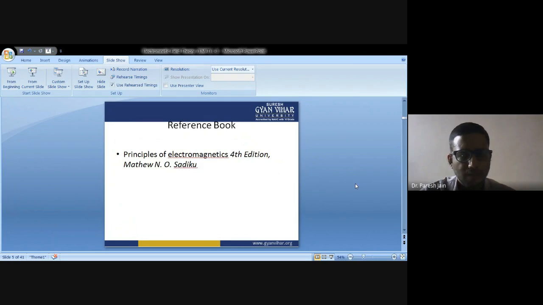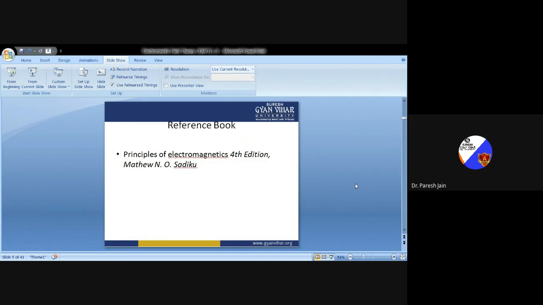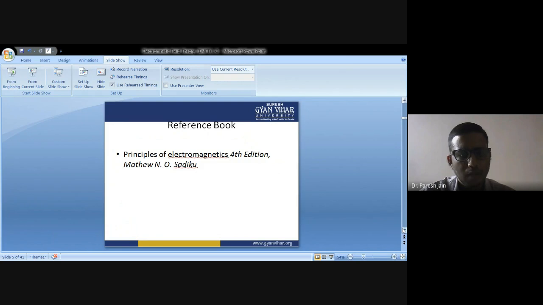This is the reference book for the subject electromagnetic field theory, that is Principles of Electromagnetics, fourth edition by Matthew N. O. Sadiku. This book was published by Tata McGraw-Hill. So you can borrow the book from the library, as well as you can purchase this book online or in the market, because this is a very good book to understand the basic concepts of electromagnetic field theory.